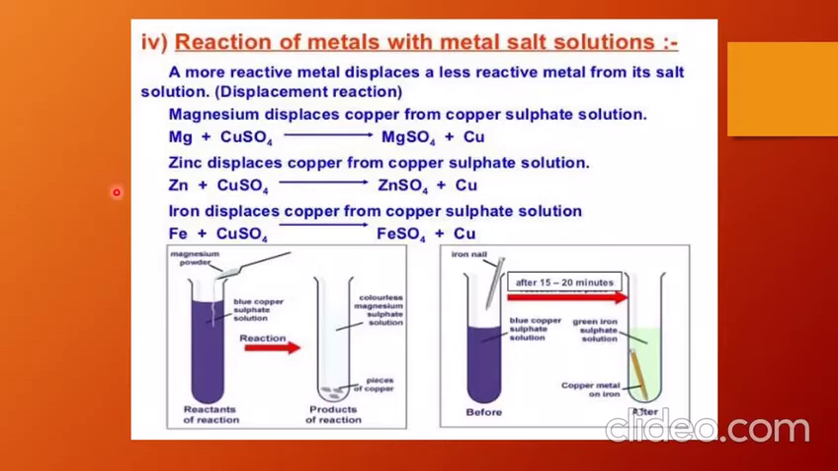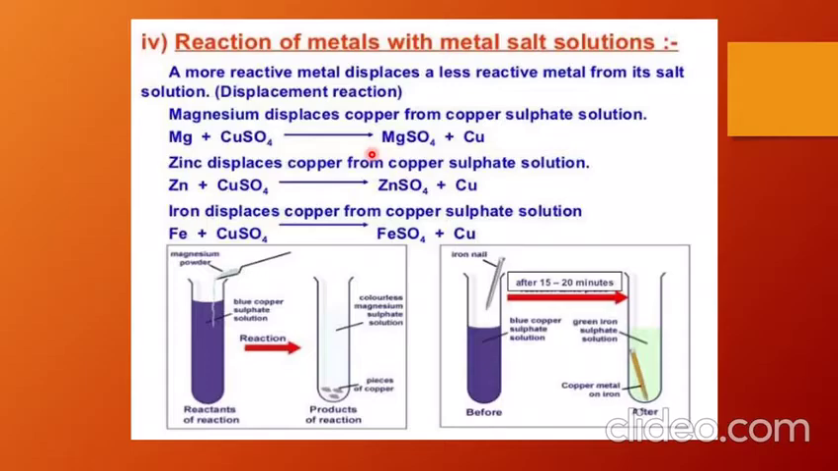Next is zinc displaces copper from copper sulfate solution. You have done this reaction a lot of times. So see, this one is of magnesium powder. We are putting it in the blue copper sulfate solution. After reaction, what happened? The colorless magnesium sulfate solution is there with pieces of copper. You can see in the below. That one is the first reaction.